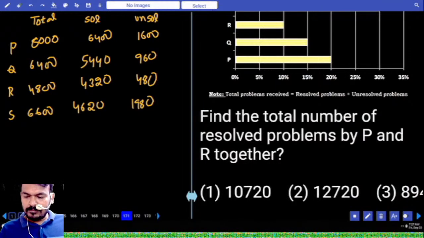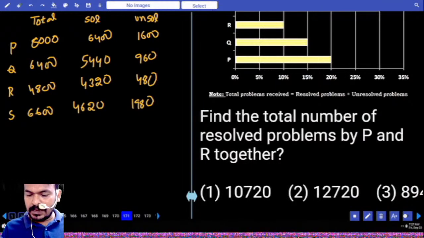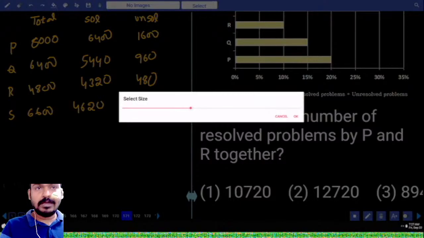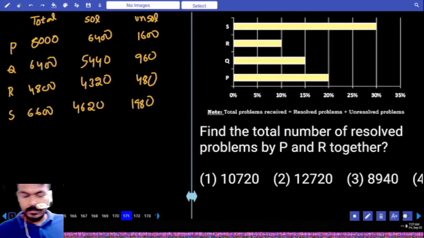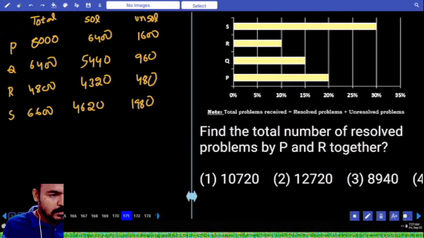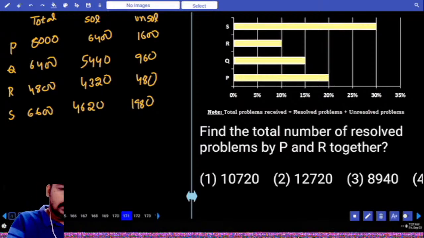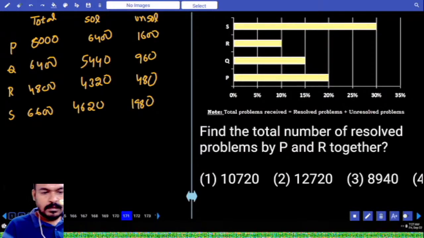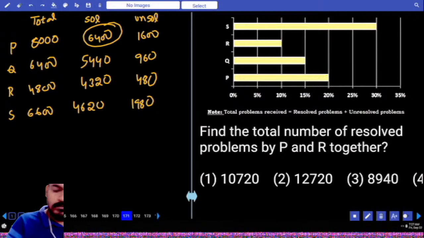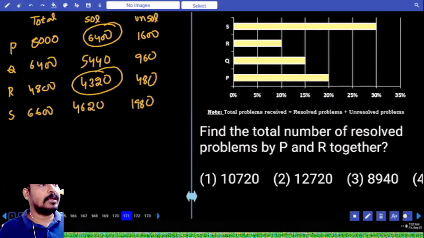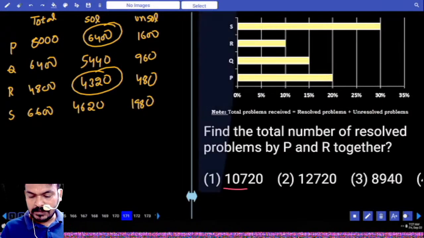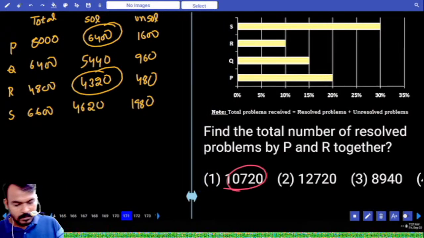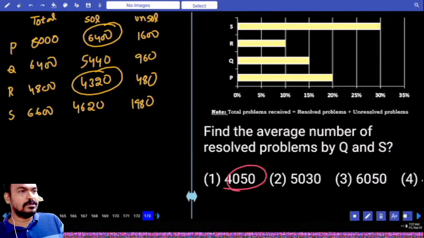What is the first question? Find the total number of resolved problems of P and R together. P and R resolved problems. What are the P resolved problems? Resolved 6,400. R 4320. Both are added: 10,720. Try the remaining questions.